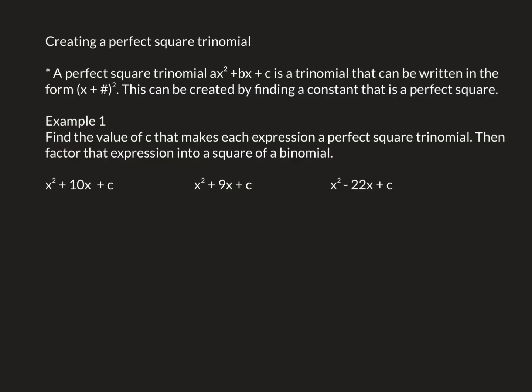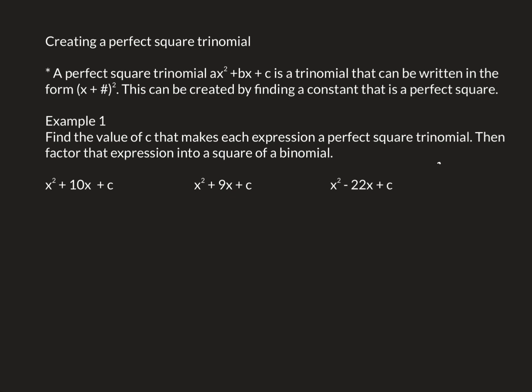You can see there that the definition for a perfect square trinomial is a trinomial that can be written in the form the quantity ax plus a number squared, and this can be created by finding a constant that is a perfect square. Let's talk about how you go about doing that.